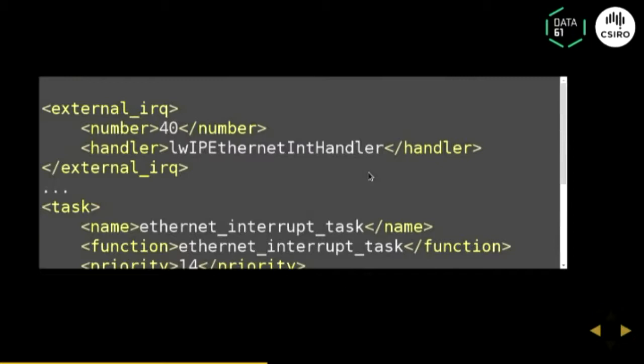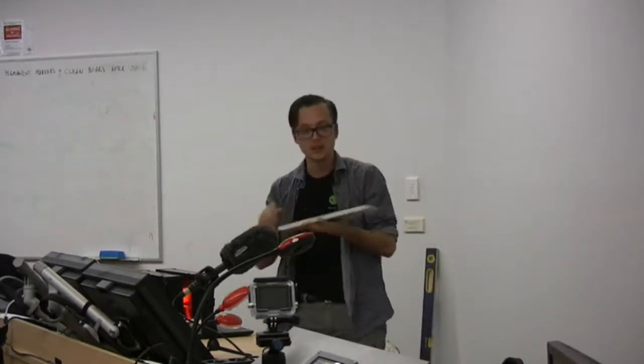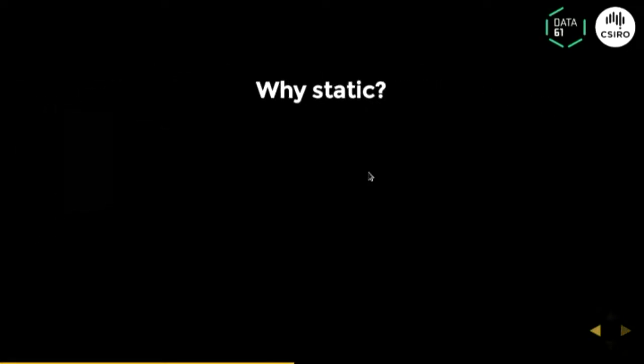I mean, you can imagine if you're trying to create an embedded project, you might be trying to allocate resources, you might be trying to do lots of different things, and you would think that having to statically allocate tasks, mutexes, semaphores would be a bad thing. But you actually get a number of benefits from doing that.